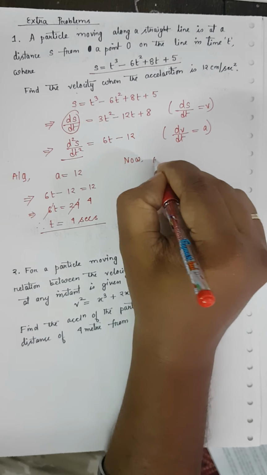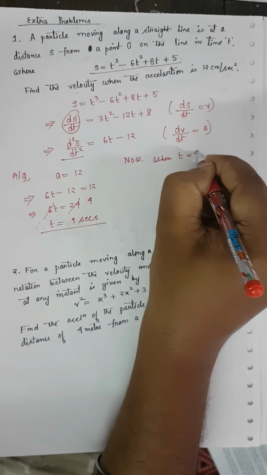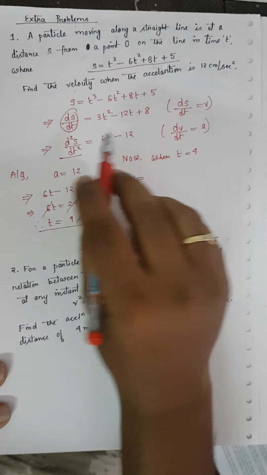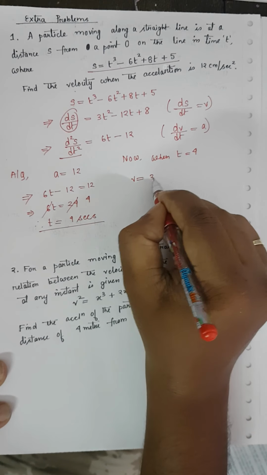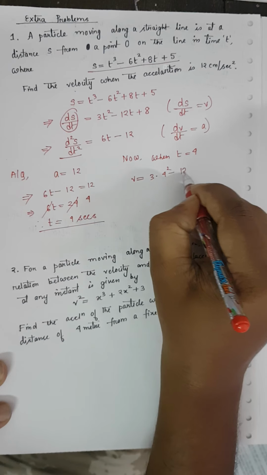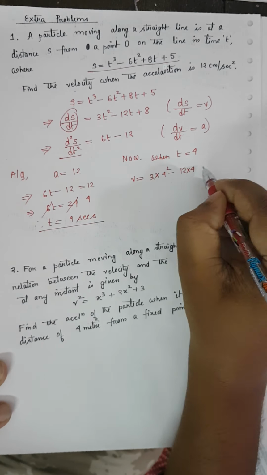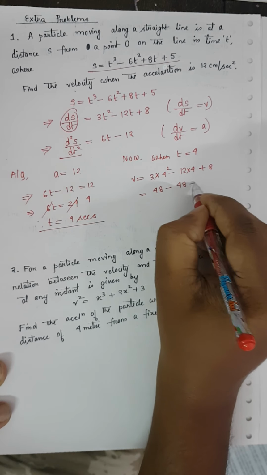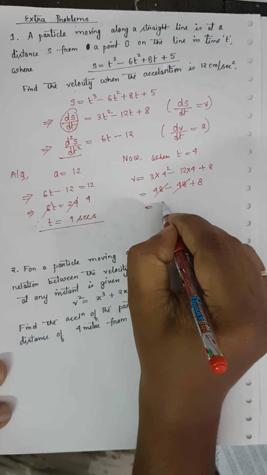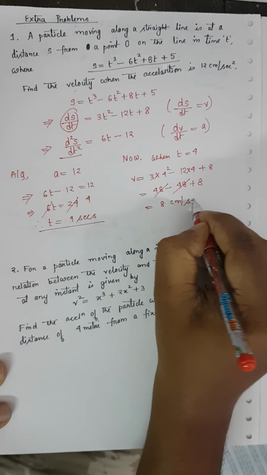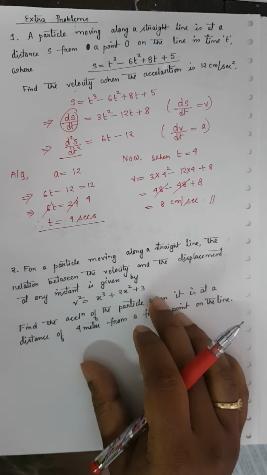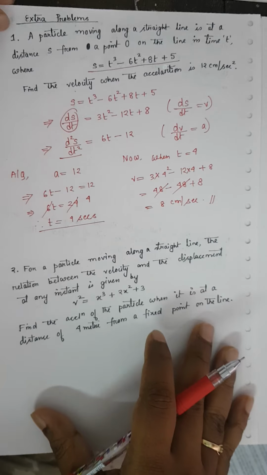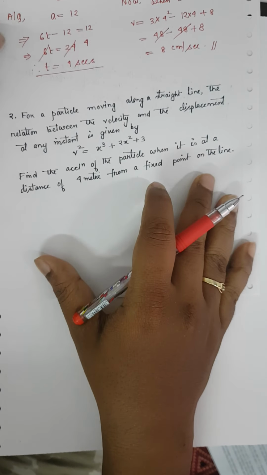So now when t is equal to 4 second, your velocity v is equal to, put the value of t equal to 4 here, it is 3 into 4 square minus 12 into 4 plus 8. So this is 48 minus 48 plus 8. So it is 8 centimeter per second. This is the velocity of the particle when the time is 4 second. Now question number 2.